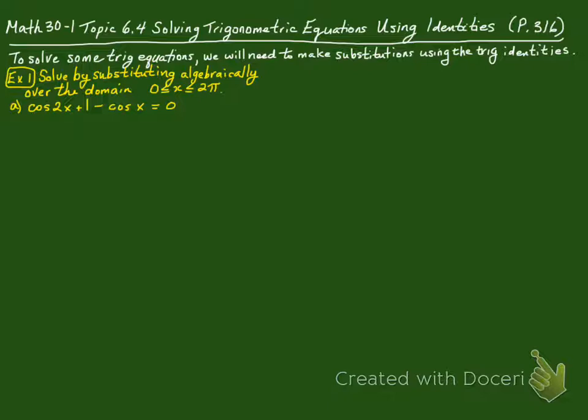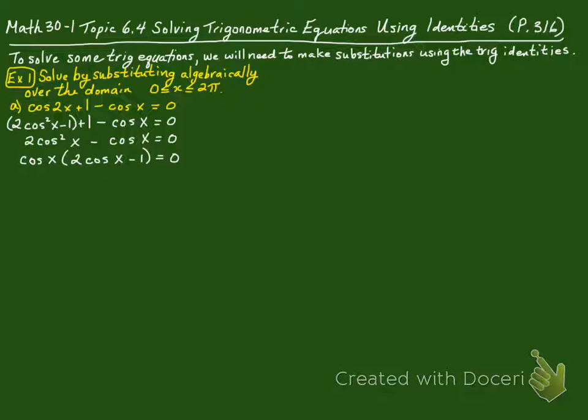And our first equation is the cosine of 2x plus 1 minus the cosine of x is equal to 0. Well, we substitute: the cosine of 2x is 2 cos squared x minus 1, plus 1. If you take away the brackets and simplify it, negative 1 plus 1 will disappear, and you'll be left with 2 cos squared of x minus the cosine of x is equal to 0. Now, we can factor out the cosine, and we'll be left with cosine x times 2 cosine x minus 1.